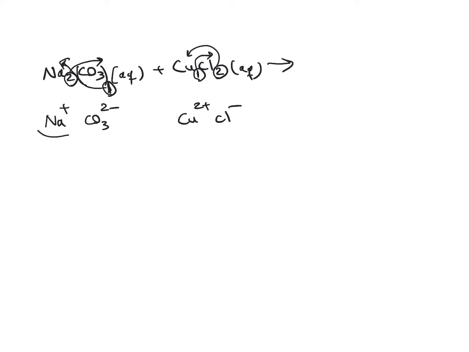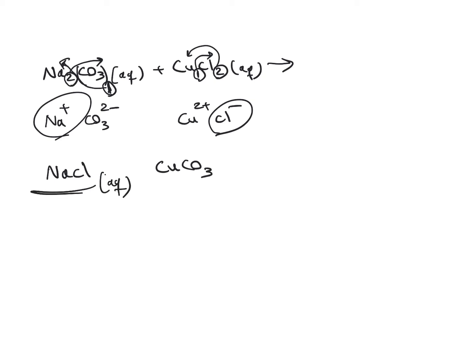So if we are to have a precipitation reaction, we'll see NaCl and CuCO3. We know as a fact this is soluble for several reasons. It has Na. If you put sodium chloride in water and stir it, it dissolves.